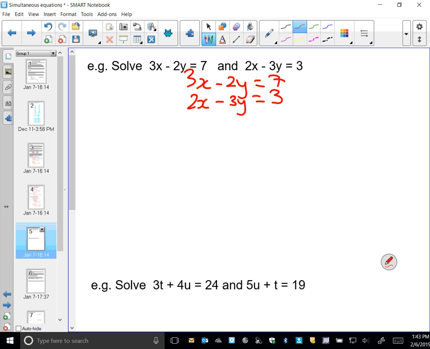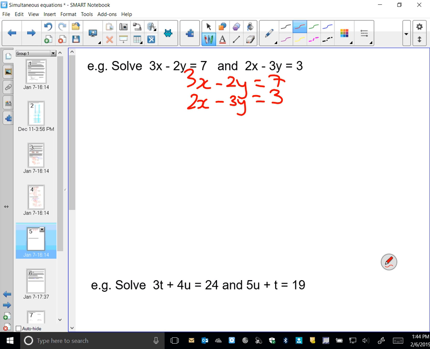When it comes to choosing which one you're going to make the same but different signs, first of all concentrate on making the value the same. So at the moment I've got a 3 and a 2 here, I've got a 2 and a 3 here. So you can choose whether it's the x value or the y value that you're going to make the same. If you've already got one positive and one negative, then go with that option. But in this case, these are both positive and these are both negative, so it makes no difference.